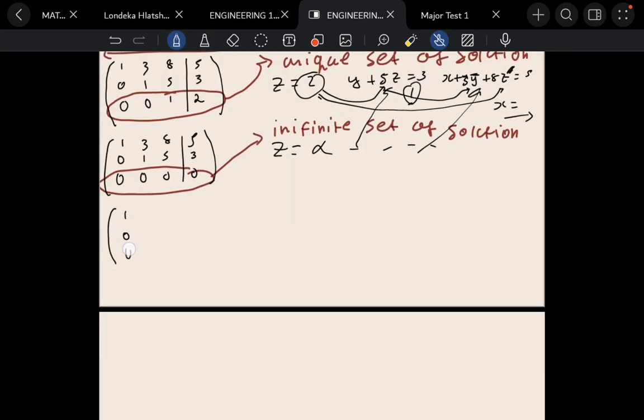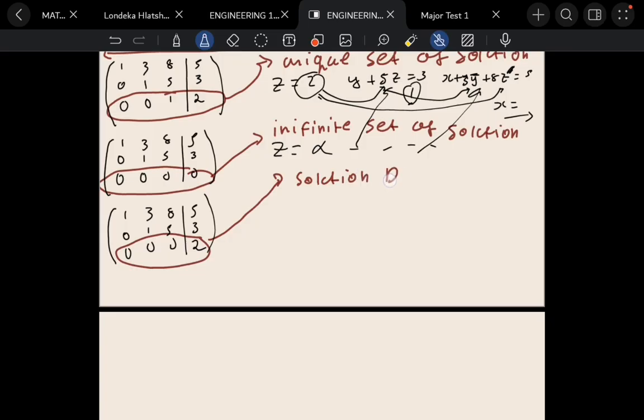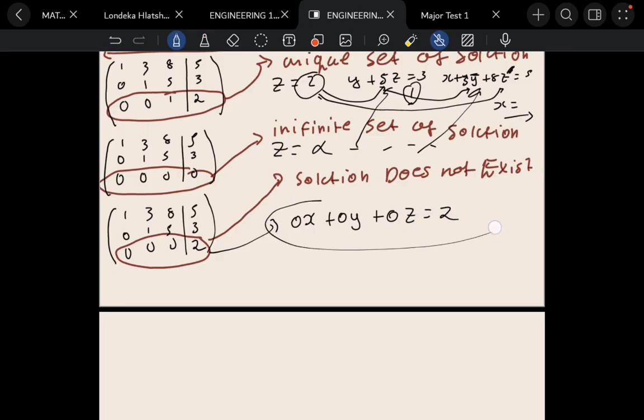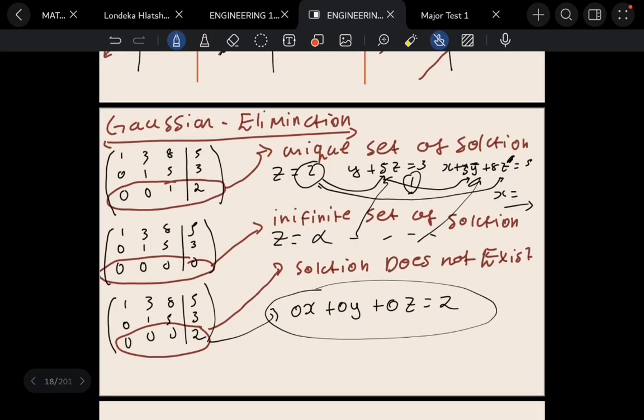And then the last condition is 1 0 0 3 | 1 0 8 5 | 0 5 3 2. Because our last row is in this particular order, we say that the solution does not exist. Why do we say so? We say so because we can see that 0x plus 0y plus 0z would have to give us 2, not 0. Because we have this, that statement is false.